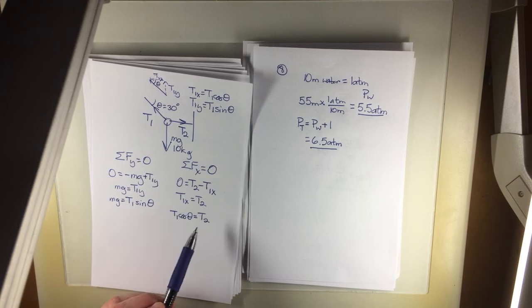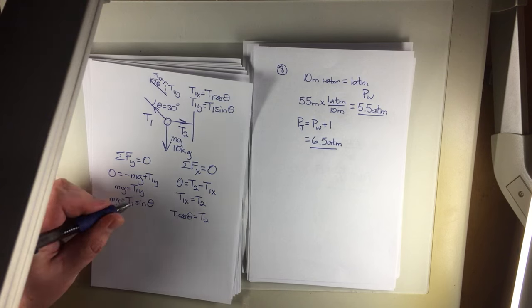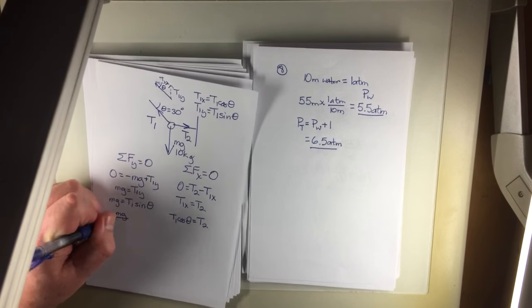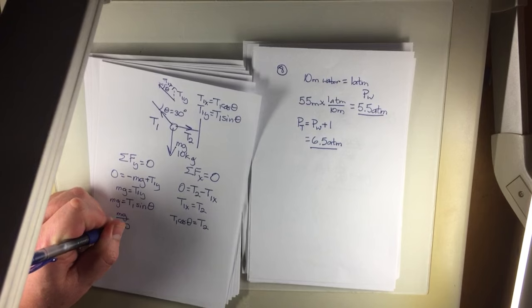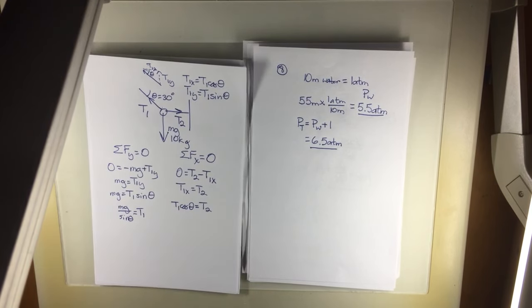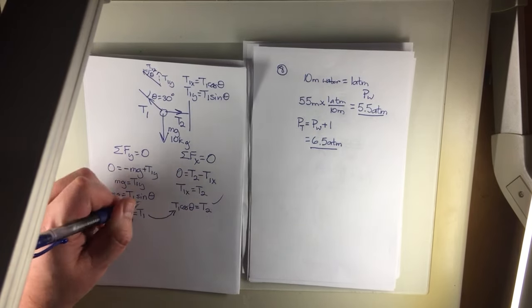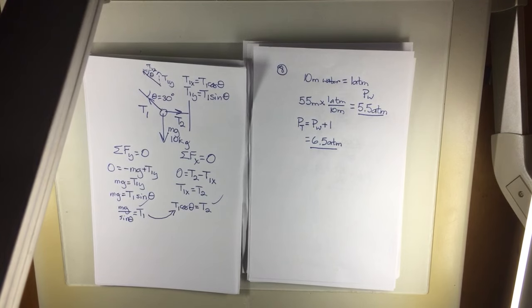Here I have two unknowns, can't deal with this. T1 here, one unknown, I can deal with that. So mg over sine theta is equal to T1. Now you can solve for T1. And once you solve for T1, plug it in there, then you have T2. Done and done.